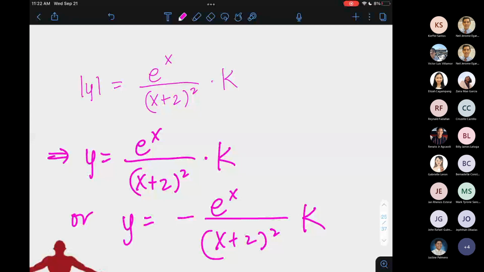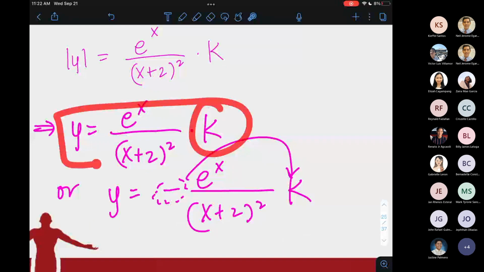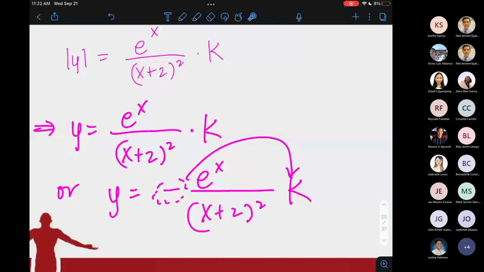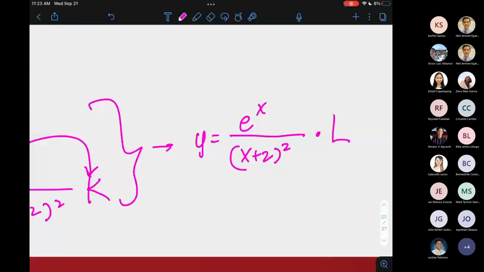So ibig sabihin, the arbitrary constant can be positive. Makukuha natin yung positive root. The arbitrary constant could be negative, pero makukuha ko naman yung negative root, right? So that means I can join these two cases together into one. That means y equals e to the x over x plus 2 squared times an arbitrary real number L. Hindi ko na kailangang i-restrict si K to be positive. Kasi pwede pala siyang maging negative provided yung negative root yung hinahanap natin.